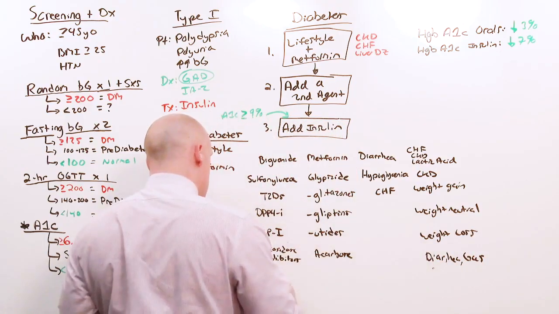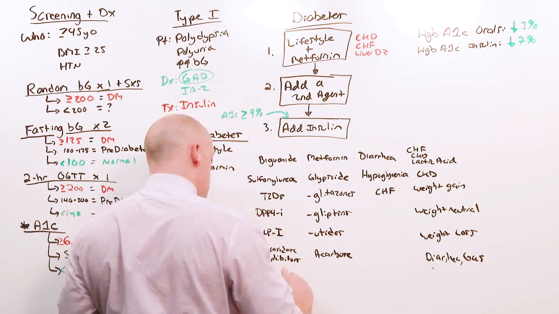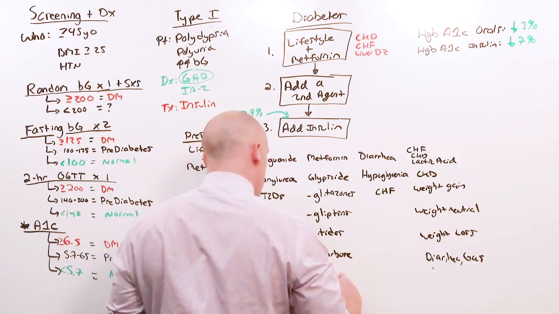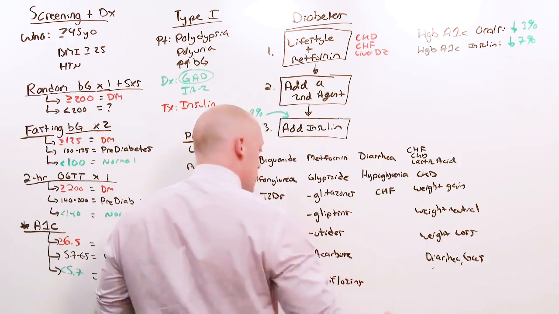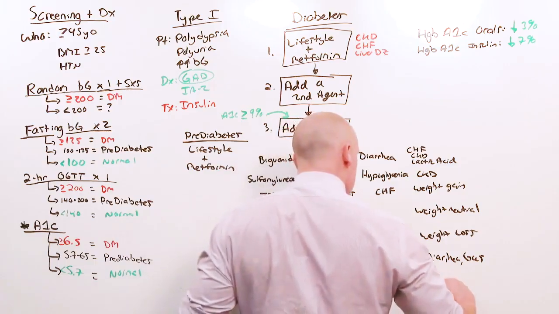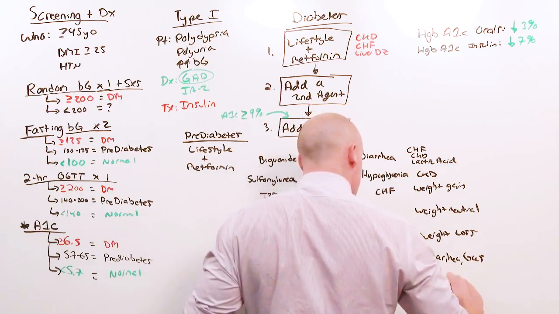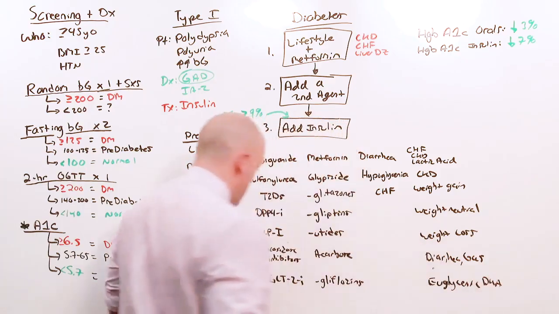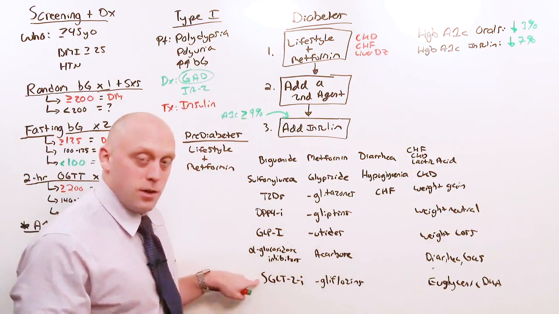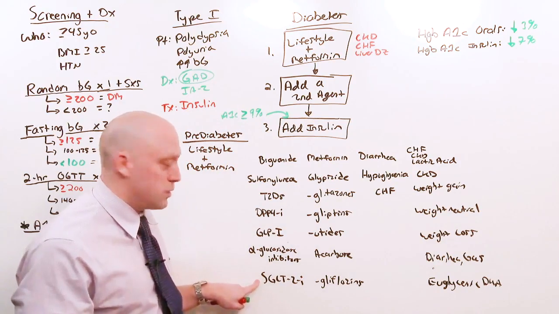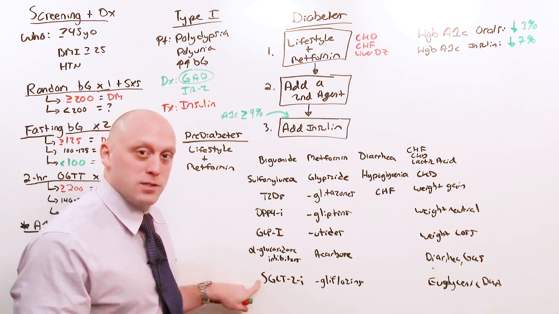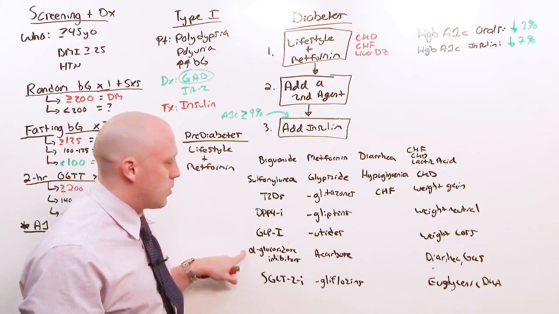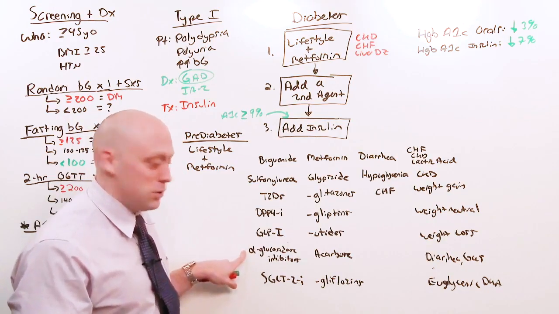And then the SGLT2 inhibitors, the gliflozins, these cause euglycemic DKA. Stay away from these because they cause DKA. Their mechanism of action is the same mechanism of action that causes dehydration and leads to DKA. The alpha glucosidase inhibitors, the acarbose, cause diarrhea and gas, and no one's going to want to use those.